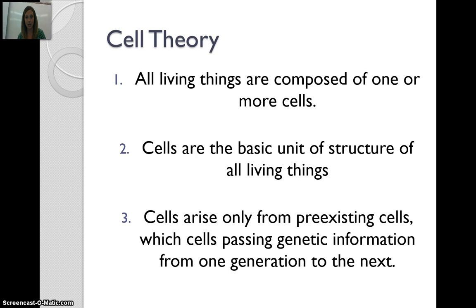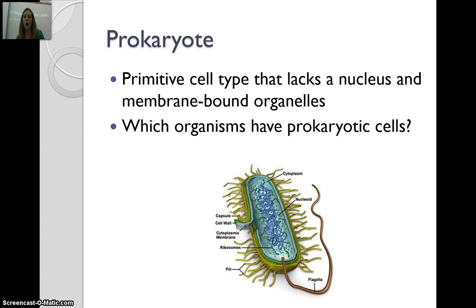The three statements that make up the cell theory are that all living things are composed of one or more cells. We know that, right? That's a characteristic of life. Cells are the basic unit of structure of living things, so the basic unit of life. And cells can only come from pre-existing cells. They cannot spontaneously generate from nowhere. They can only come from other cells by passing genetic information from one generation to the next. So pause if you need to. Make sure you have all the contributions for all the scientists and the three parts of the cell theory. Remember, make sure you have your notes organizer completely filled out, every single part, if you want to use it for the homework check.